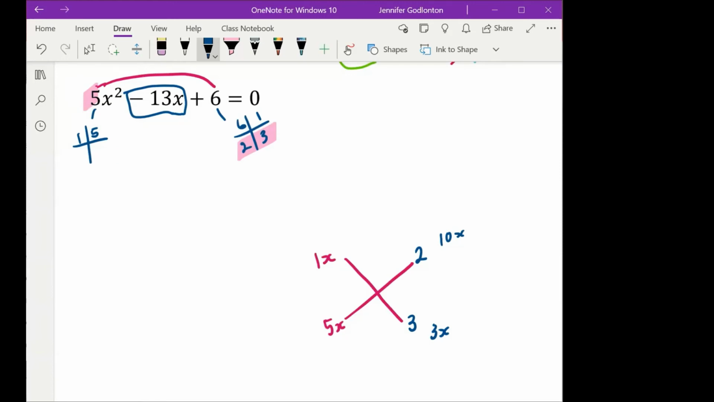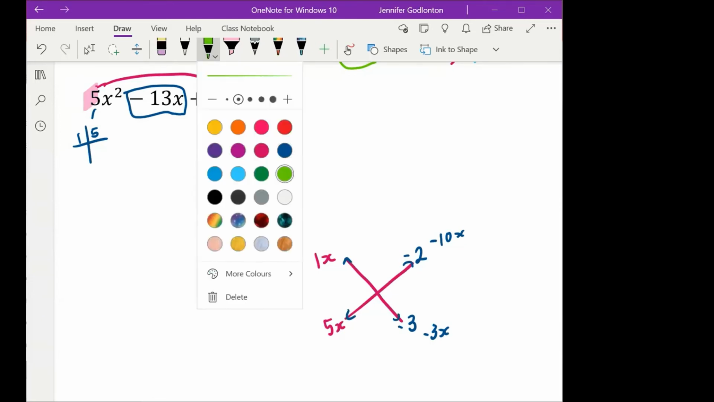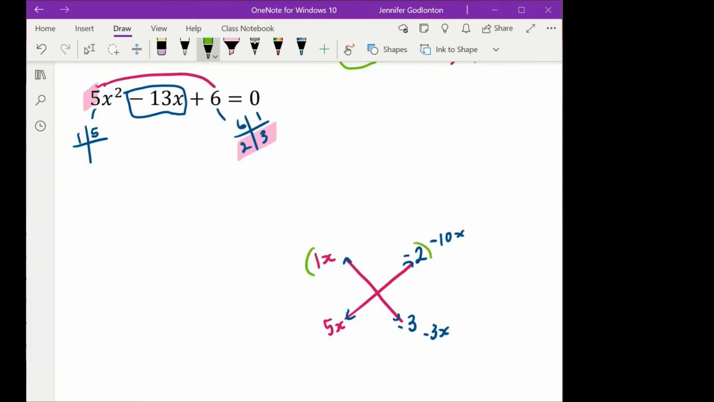Positive or negative? If I'm trying to get negative 13x and I've got 10x and 3x, good. So I want both of these to be negative. So I want a negative 2 there and I want a negative 3 over there. Once we've done that, because remember guys, when you multiply diagonally, once we've gotten to that point over there, we've done all the hard work. That is our first bracket. That is our second bracket.